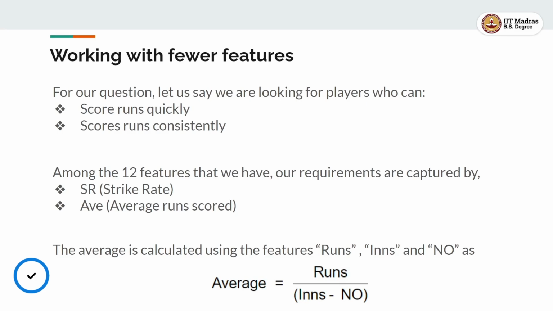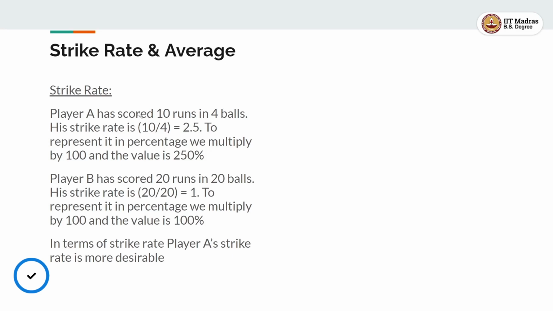Now let us also have a quick look at what strike rate and average are, and how to calculate them, so that we are clear about it. Here we have taken an example of player A scoring 10 runs in 4 balls. When we divide it, we get the value 2.5, and then we multiply it by 100 to say that he had a strike rate of 250%. Likewise, player B has scored 20 runs in 20 balls and when we divide we get 1. We multiply by 100 and say that his strike rate is 100%. Even though player B has scored 20 runs, his strike rate is lesser than that of player A. And we said strike rate is about how quickly the player can get runs, so higher the strike rate, the better. So in this example, player A's strike rate is more desirable.